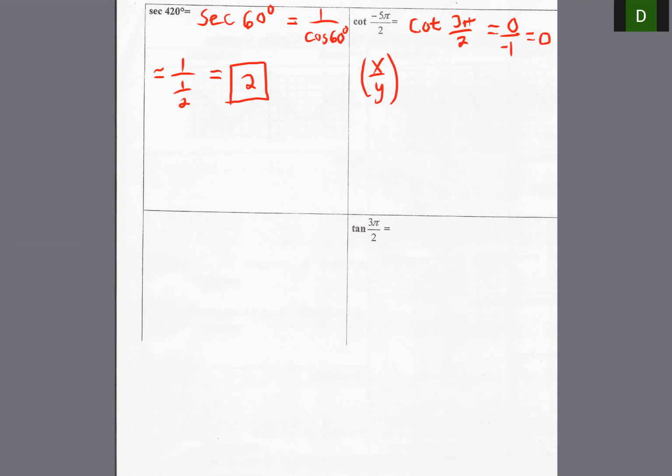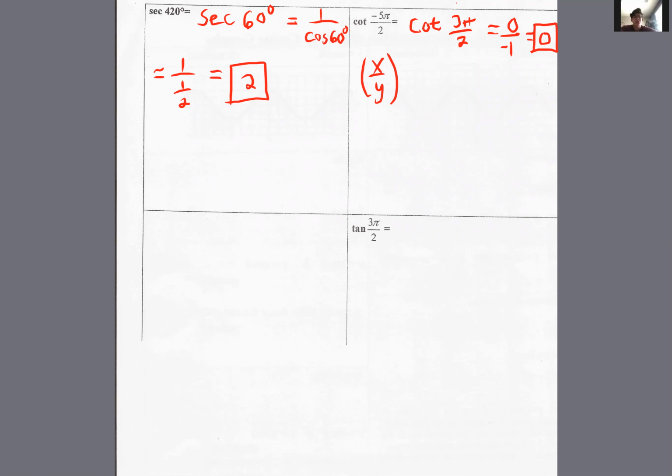So here, if you want to check on your calculator, you need to be in radian mode, and you would do 1 divided by tangent of negative 5 pi over 2, and that should give you 0. Because your calculator, unfortunately, does not do cotangent. It only does sine, cosine, and tangent.